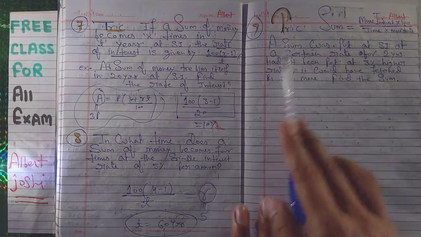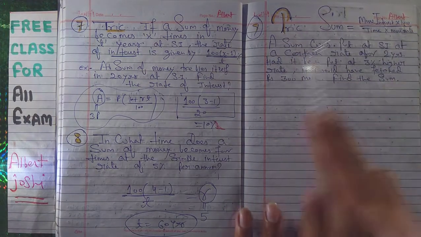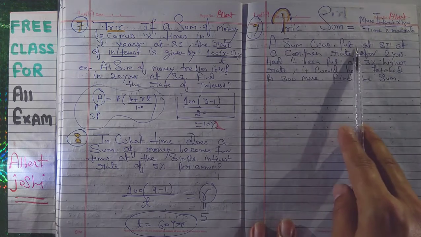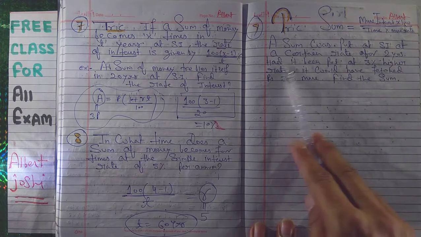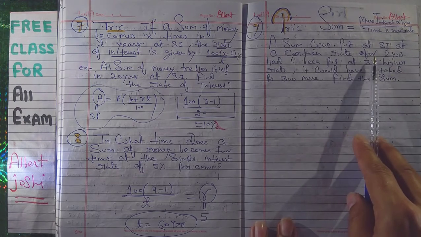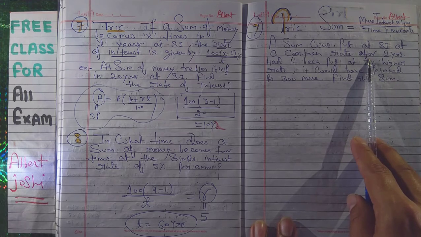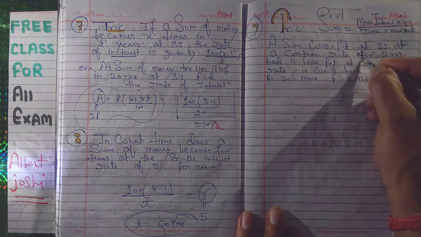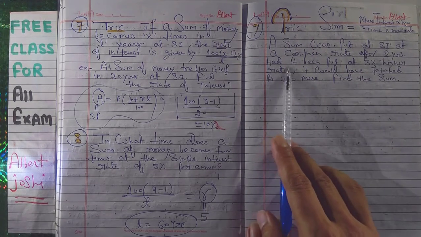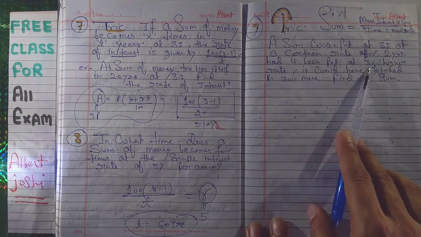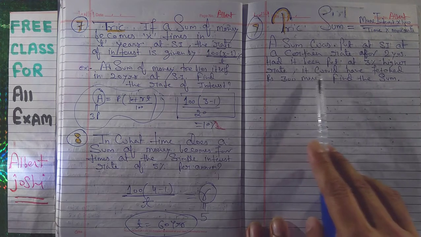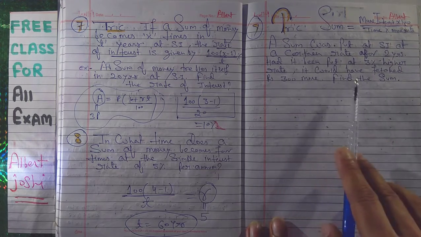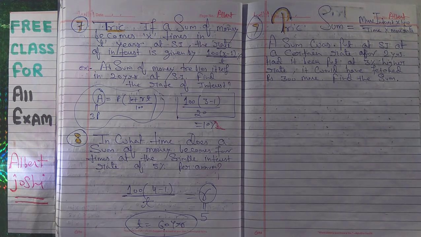Now the next trick. The trick is something I have written. At first we will check the question. A sum was put at simple interest at a certain rate for 2 years. Had it been put at a 3% higher rate, it would have fetched rupees 300 more. Find the sum. Very simple.